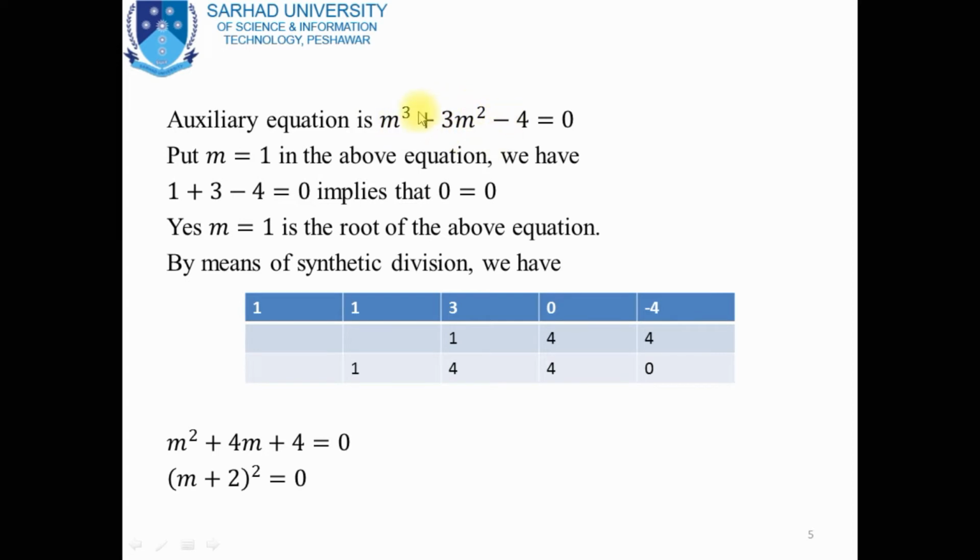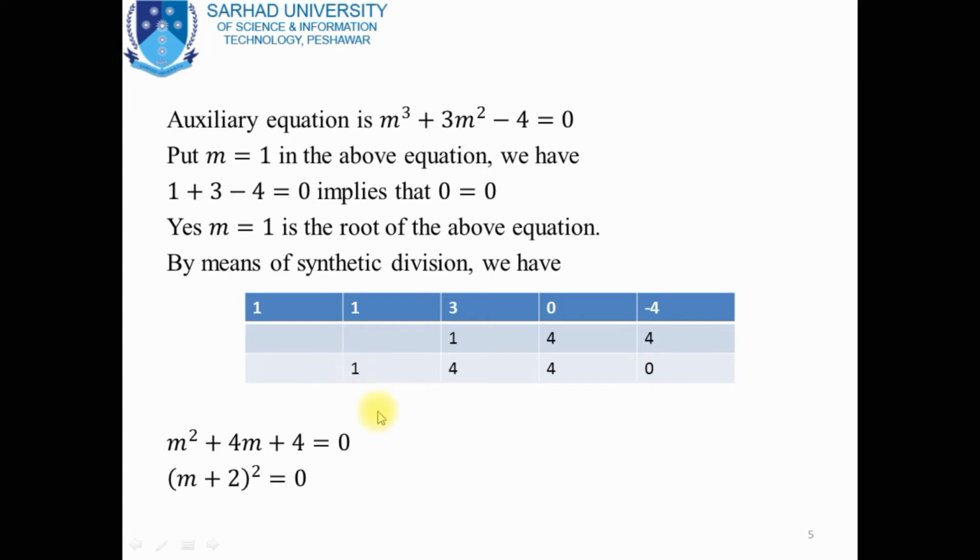Now to find the other two roots of this polynomial we use synthetic division. For the synthetic division, the coefficient of m cube is 1, the coefficient of m square is 3, the coefficient of m is 0, and the constant term is minus 4. Now put the root which we have already found by inspection. So this 1 multiplied with this 1, we obtain 1. Adding these two, 4; 4 multiplied by 1, 4; 0 plus 4, 4; and now again this 4 multiplied with this root, we obtain 4; minus 4 plus 4, 0. Now the equation from this synthetic division will be m square.